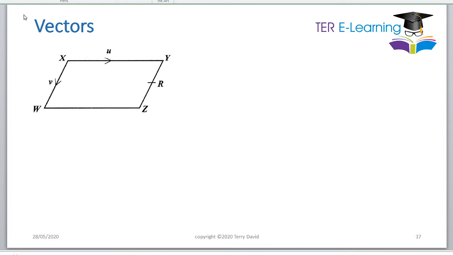So we have a parallelogram which is W, X, Y, and Z, right? So we have a parallelogram there. And what else do we know? We know that XY is U. Okay. So XY is equal to U and XW is equal to V, right? This is what they are telling us in the question. And R is the midpoint of YZ.